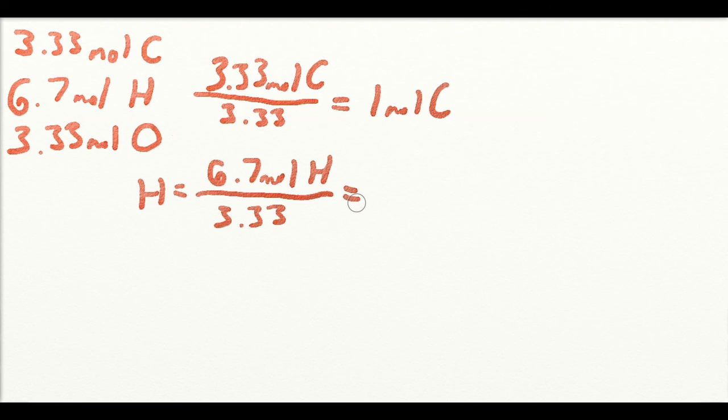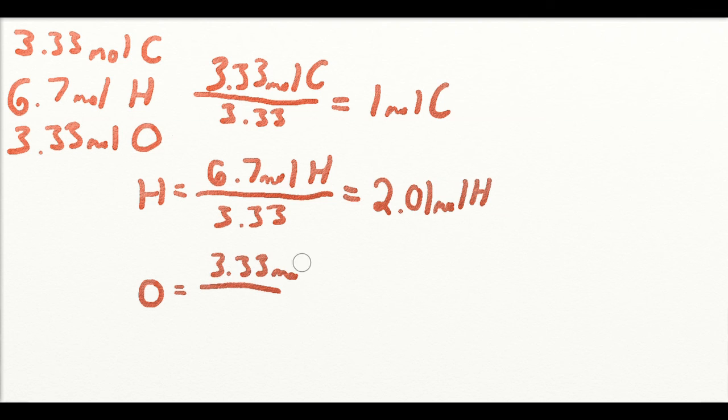So 6.7 divided by 3.33 should give us that of 2.01 mole of hydrogen. And then the last one is going to be for oxygen, which is going to be relatively the same as the one on top. But note, you still have to do the work because you never know. 3.33 moles of oxygen and 3.33 moles of carbon are very different. So that would still be 1 mole of oxygen.